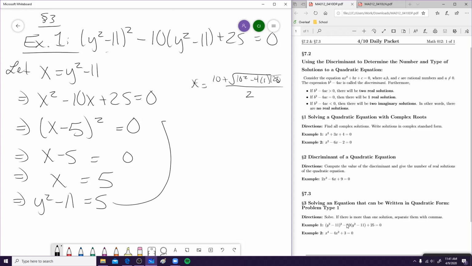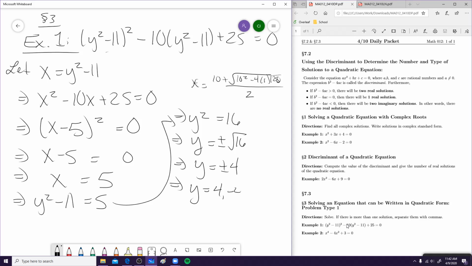I'm going to bring my work up here. So I have y squared, and then I'm going to add 11 to both sides, so I get 16. I'm going to use that property, so y squared equals 16. That's y is equal to plus or minus the square root of 16. What's the square root of 16? It is 4, because 4 squared is 16. So we get y is equal to plus or minus 4. If we want to separate our answers with commas, y is equal to 4, negative 4. And this is our solution.